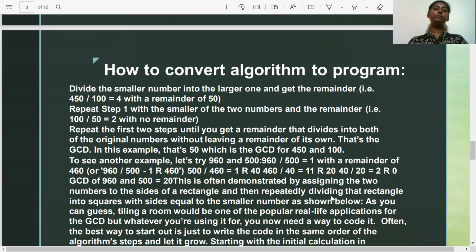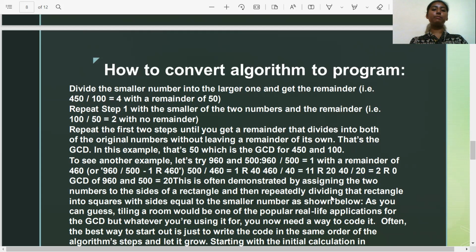no remainder. Repeat the first step until you get a remainder that divides evenly into the previous number without leaving a remainder of its own. That is the GCD. In this example, that's 50, which is the GCD for 450 and 100.